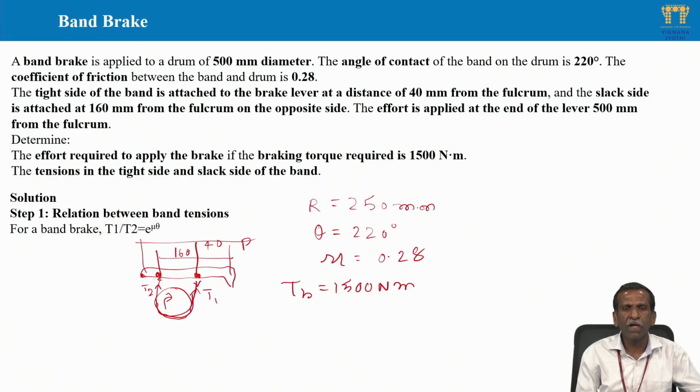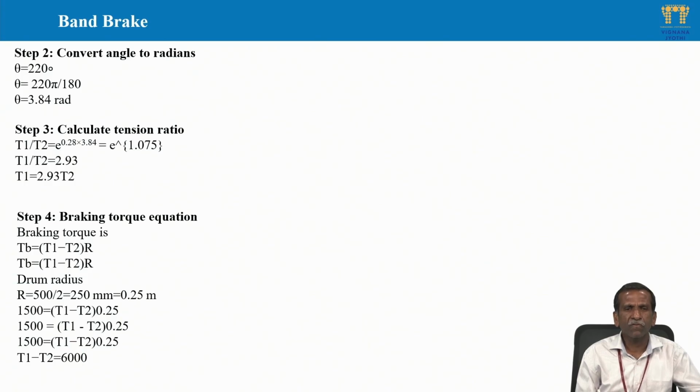It's also very simple. To find this, we can apply the relation between tension ratio T1 by T2 equal to e to the power mu theta, and theta is 220 degrees, given. So we can convert into radians, 3.84. And mu is 0.28 and theta is 3.84. So if you find T1 by T2, you are going to get 2.93. So T1 equal to 2.93 T2.